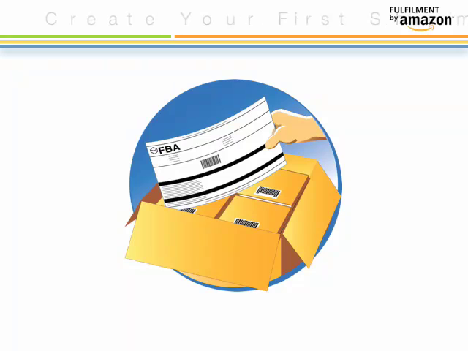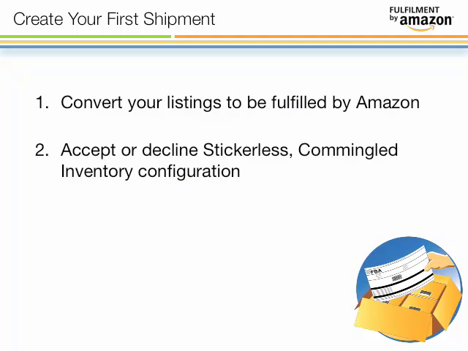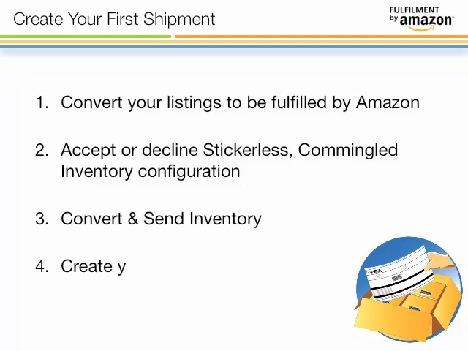Once you have your inventory listed, you will be able to create your first shipment. To do so, you will convert your listings to be fulfilled by Amazon, accept or decline stickerless commingled inventory configuration, convert and send inventory, and create your shipment. At the end of this tutorial, you will find where you can learn more about creating shipments.